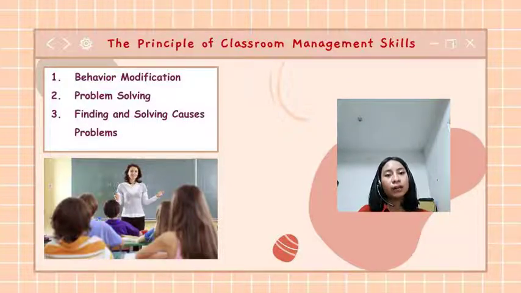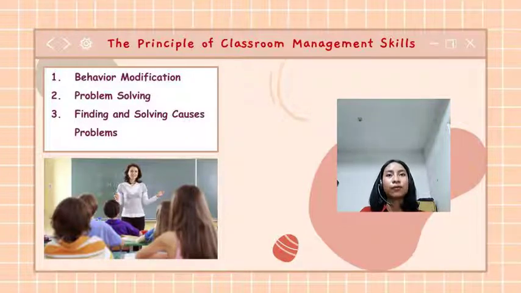For example, if the classroom condition or situation is not conducive, the teacher must be able to find a good way to make the classroom more effective and efficient so that the learning objective can be achieved.